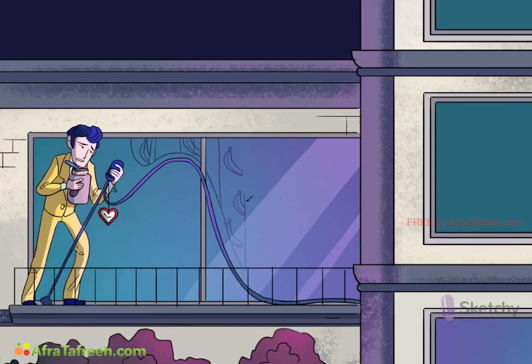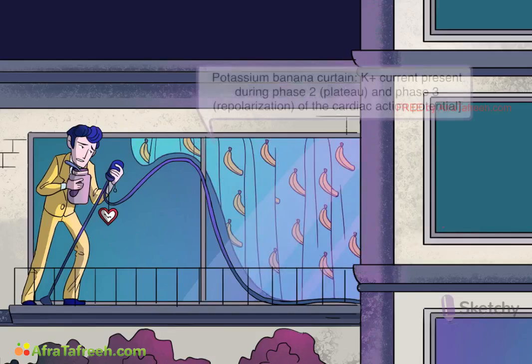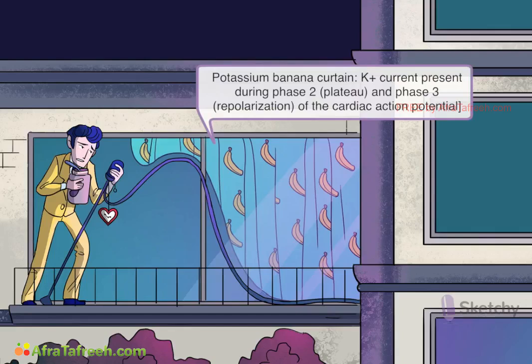Now let's focus once again on that plateau phase and repolarization phase. Notice the potassium banana themed print on the curtain in the window behind. This represents the presence of a potassium current gradually building during the plateau phase and working in full force during the repolarization phase. Think of potassium current as bringing the curtain down on that plateau phase to repolarize the myocardium. Why the sudden interest in potassium?